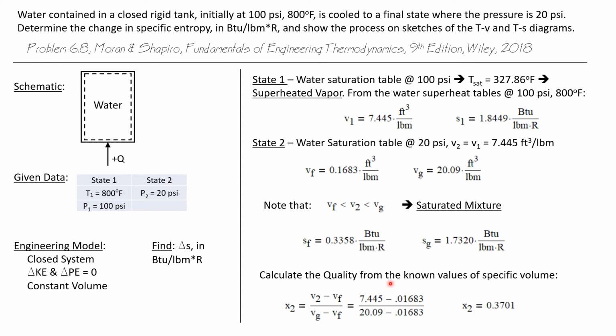And first of all, of course, I need the quality. Well, I can do that with the specific volumes because the quality is just V2 minus V sub F over V sub G minus V sub F. And I have all of those values. So I calculate that the quality at state 2 is 0.3701.